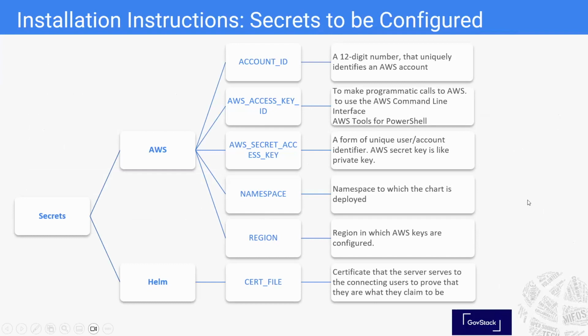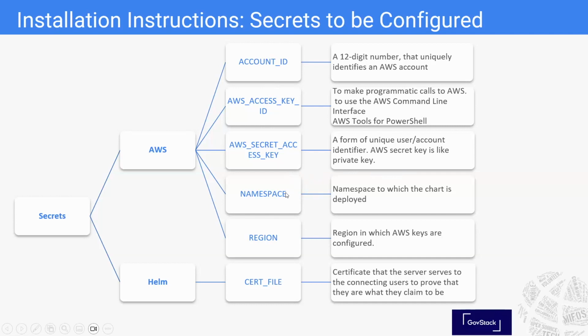All right, again, because we're focusing on a very specific example of AWS over here, this is just a representation of what secrets would have to be created. For example, for AWS, the account ID would have to be created so that it uniquely identifies the AWS account. Access key ID would be to make programmatic calls through AWS and to use the AWS command line interface, because all of these commands that we are running through AWS need to be accessed. Besides that, you would also need to identify the user or account, so a secret would have to be made for that.